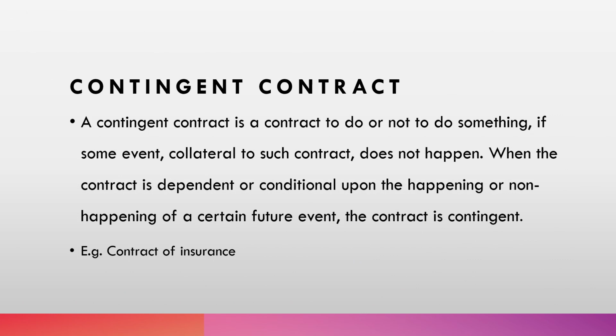Next is the contingent contract. A contingent contract is a contract to do or not to do something if some event collateral to such contract does or does not happen. When the contract is conditional upon the happening or non-happening of a certain future event, the contract is contingent. Suppose there are two parties, A and B. A contracts to pay 20,000 to B if B's house is burned.